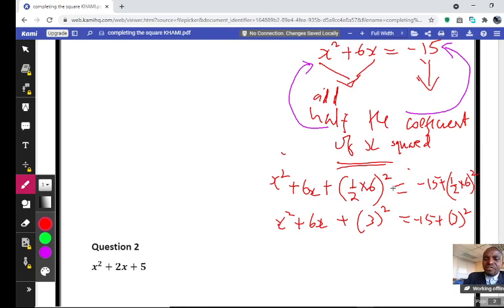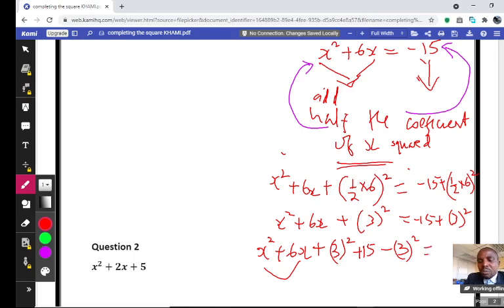Let's say if 15 was on the left side, it was supposed to be x squared plus 6x. Please treat this as one item. Then you add to this one half the coefficient of x, which is 3 squared. Then the 15, let's take it to this side. You are supposed to subtract it, then equals 0. What is added, plus 3 squared, on the right side, given that it was on the left side, was supposed to be subtracted from 15. Right? So please take note of this.